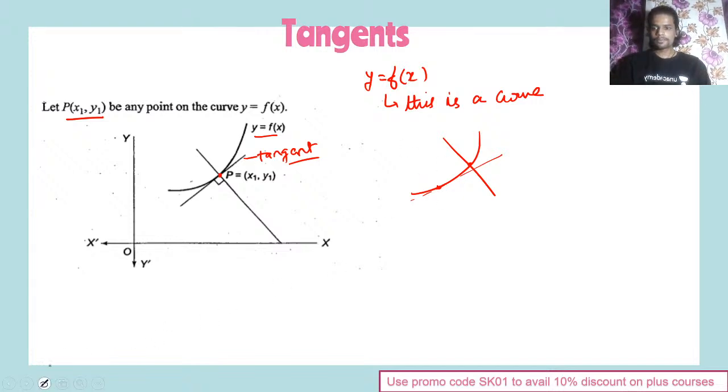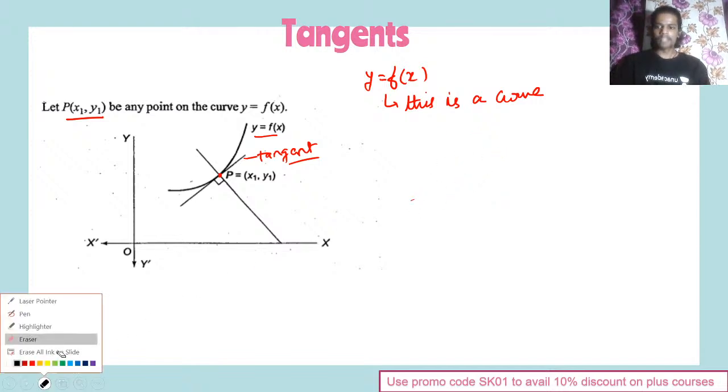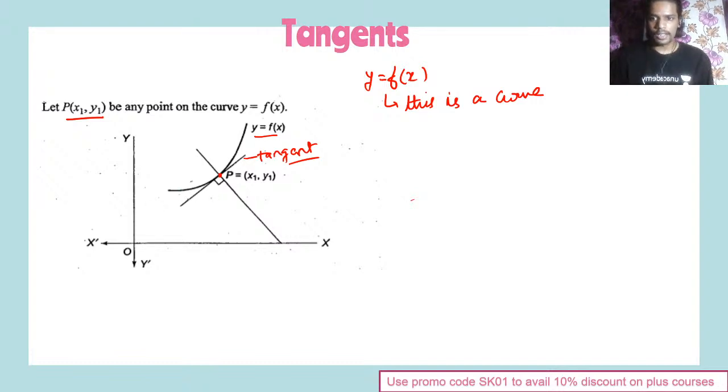It touches the curve at exactly one point, and that point lies on both the curve as well as on the tangent. So this is the tangent. The definition of tangent is that it is a line which touches a curve at a point. It just grazes it, like छू कर निकल जाना. That's it. That is the definition of tangent.